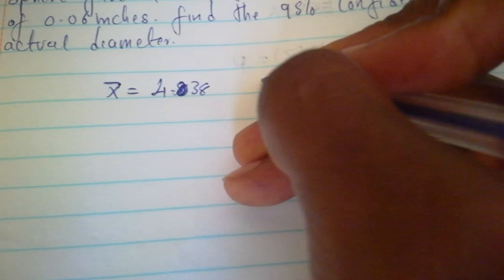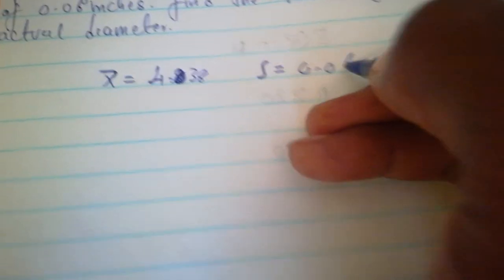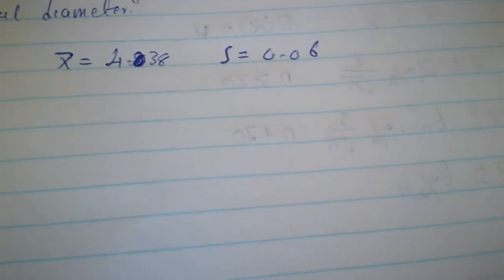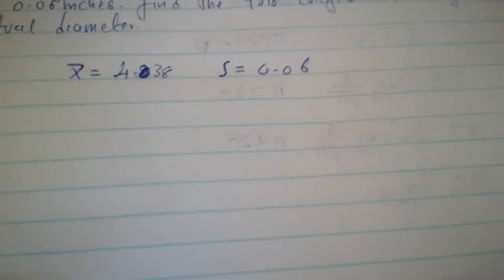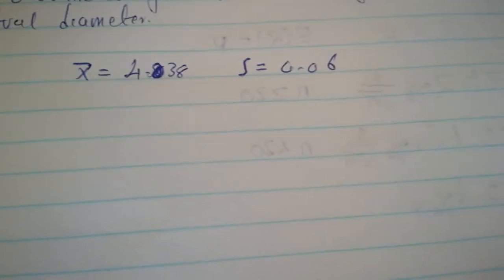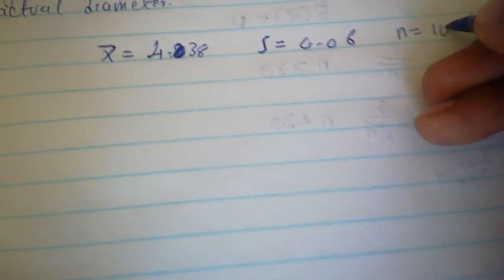We are collecting the data here, 4.38, sorry, not 4.838 inches, and the standard deviation. So a standard deviation of a sample is denoted with a letter S, which equals 0.06 inches. Then we are told to find the 95% confidence limits or interval for the actual diameter. Well, this is a direct thing. So our n, which is our sample size, is 10.